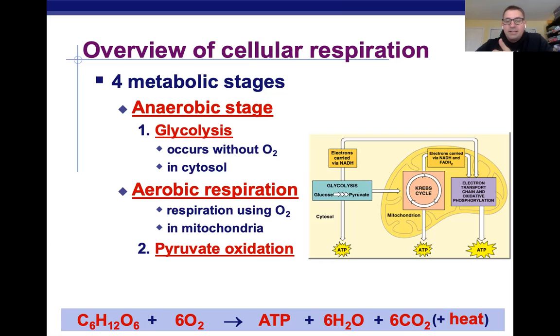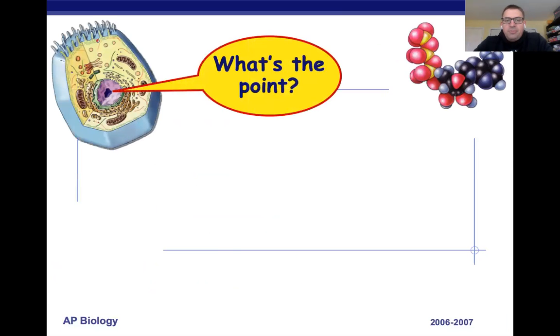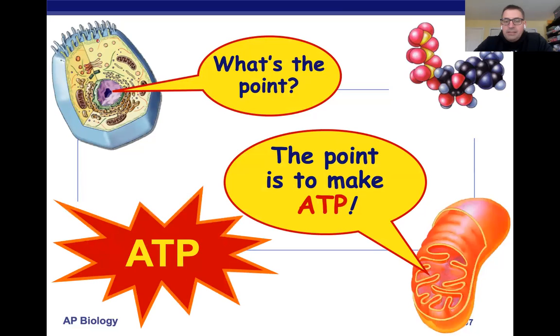There's what's called pyruvate oxidation, where we take the final product of glycolysis and oxidize it. There's a stage called the Krebs cycle. It's also called the citric acid cycle in some places, and also the tricarboxylic acid cycle. If you see any of those names, Krebs cycle, citric acid cycle, tricarboxylic acid cycle, those are all the same thing. Then the last stage is the electron transport chain. Remember, the point of all of this is to make ATP. So let's dive into the first stage, glycolysis.